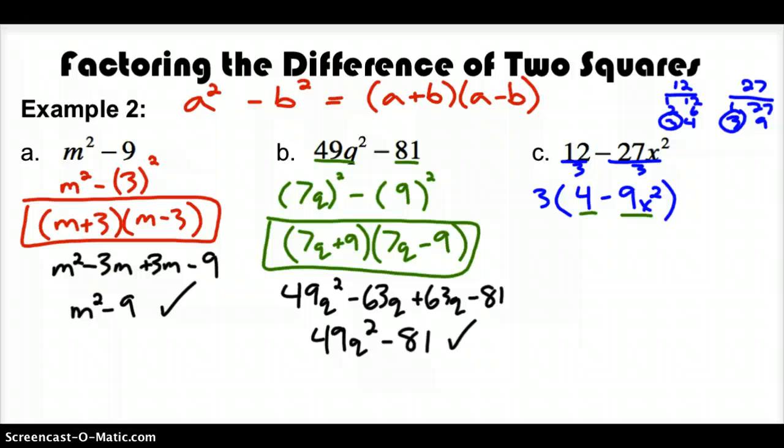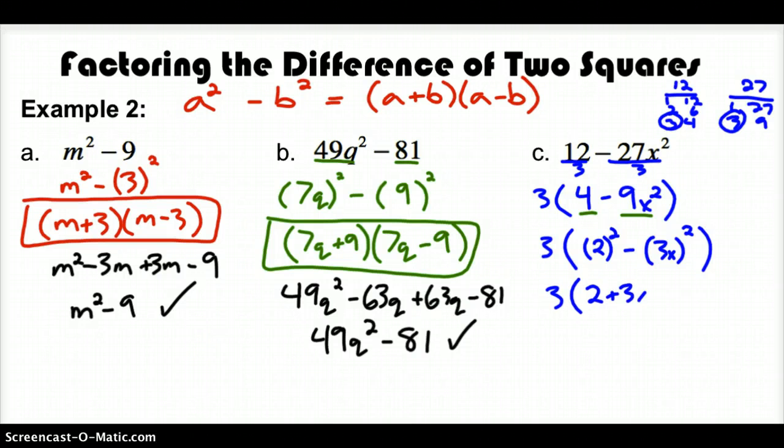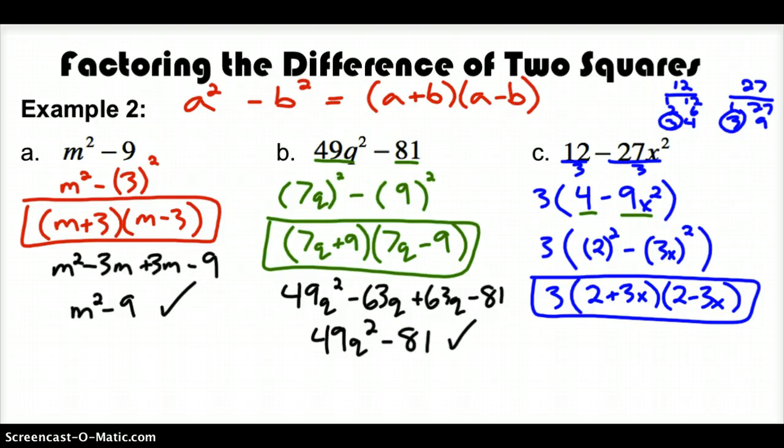So now I can write 4 as a base that's being squared. So I'll write this as 3 multiplied by 2 squared minus, and then 9x squared I could write as the quantity 3x being squared. Well now I'm just going to write this as a plus b and a minus b. So this is going to be 2 plus 3x and 2 minus 3x. And this will be my final answer that I can just go ahead and check with FOIL.